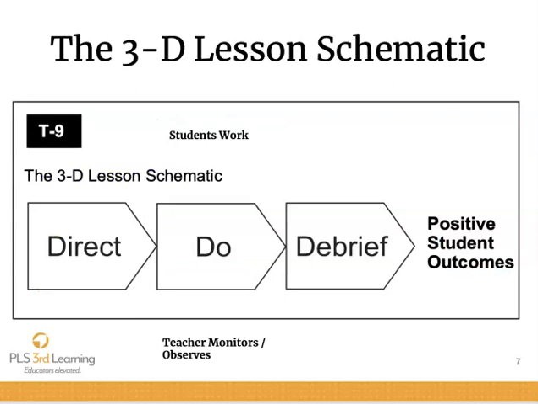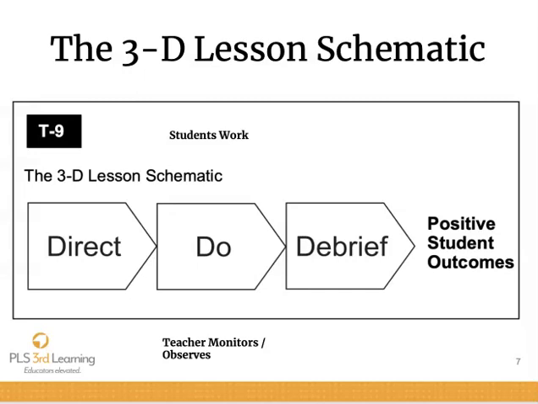After students know what they are to do with the subject matter and how the interpersonal skill they are to practice looks and sounds, they get into their groups and they do the work. Do is the second of the 3 Ds. On the 3D lesson schematic on page 54, write students work above do and teacher monitors observes below do.